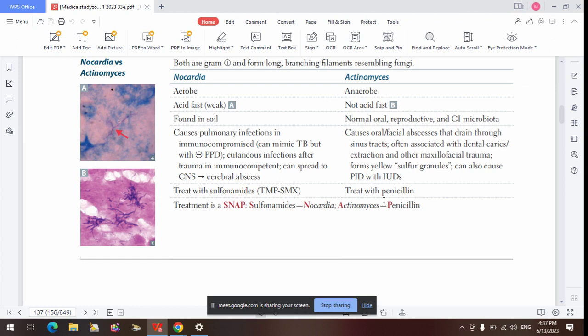So how do you treat the nocardia and actinomyces? Give them penicillin. So the code is SNAP. The code is SNAP. So your Septrin for your nocardia, your penicillin for your actinomyces. SNAP.